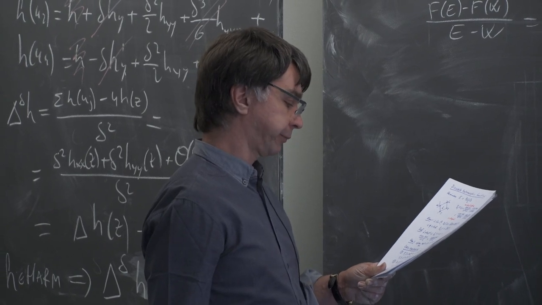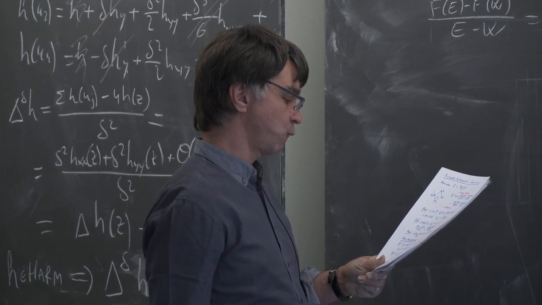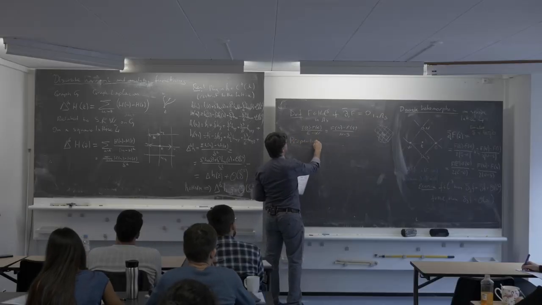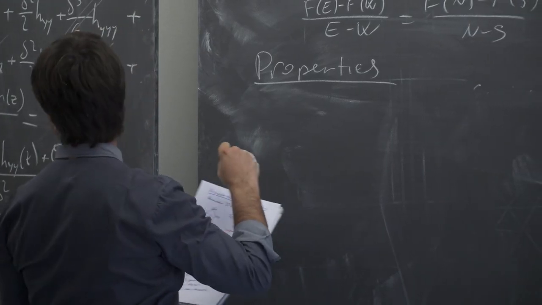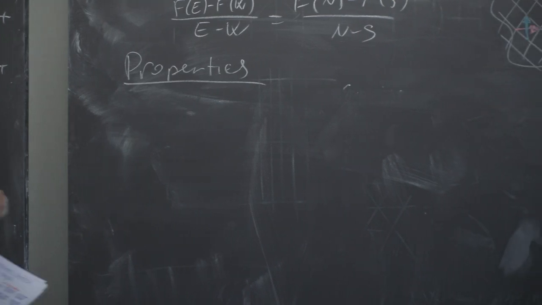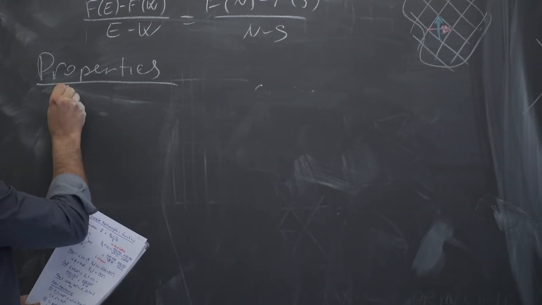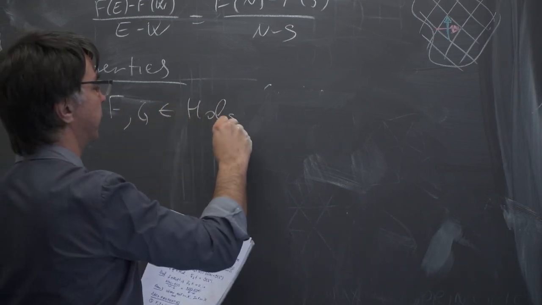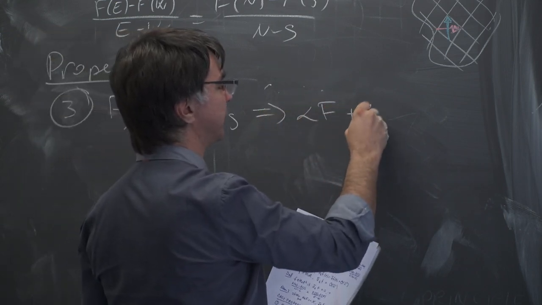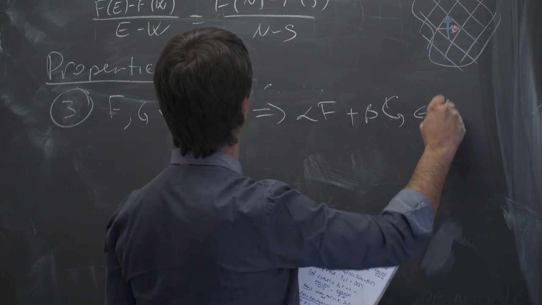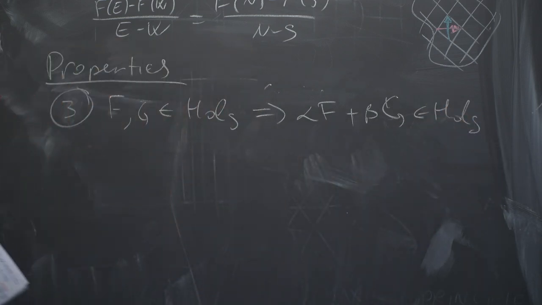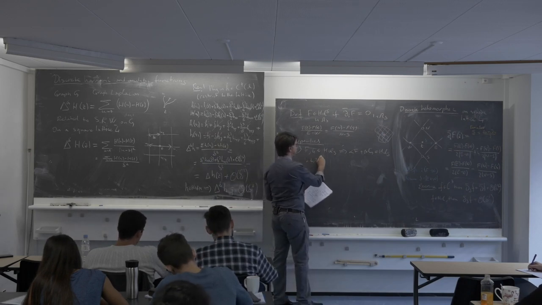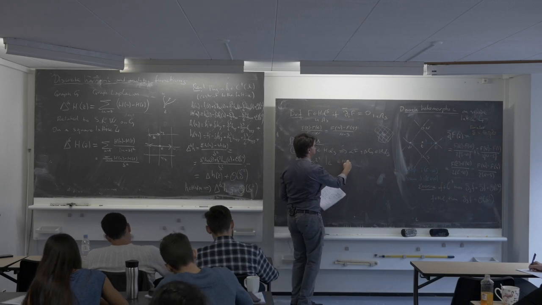Now, properties. Should we take the same numeration as with harmonic functions? Well, let's do the same numeration. So it's property 3: f, g are discrete holomorphic means that alpha f plus beta g is discrete holomorphic. Now, the functions 1, z, and z squared restricted to a lattice are discrete holomorphic.